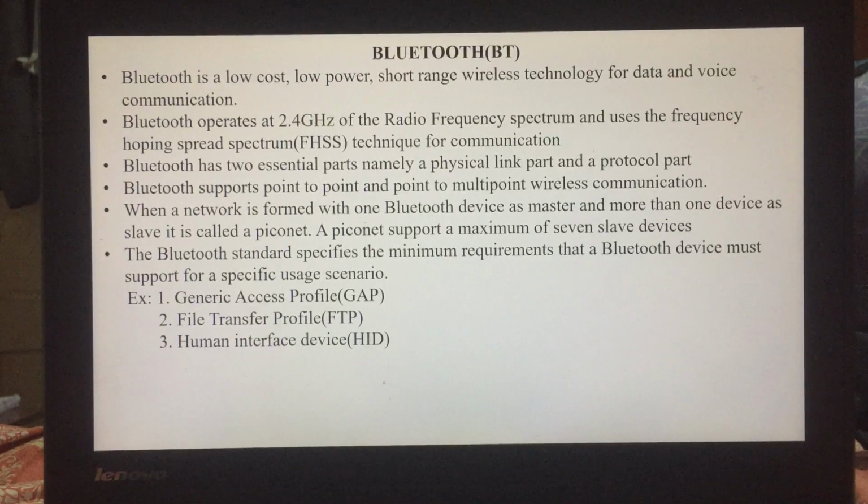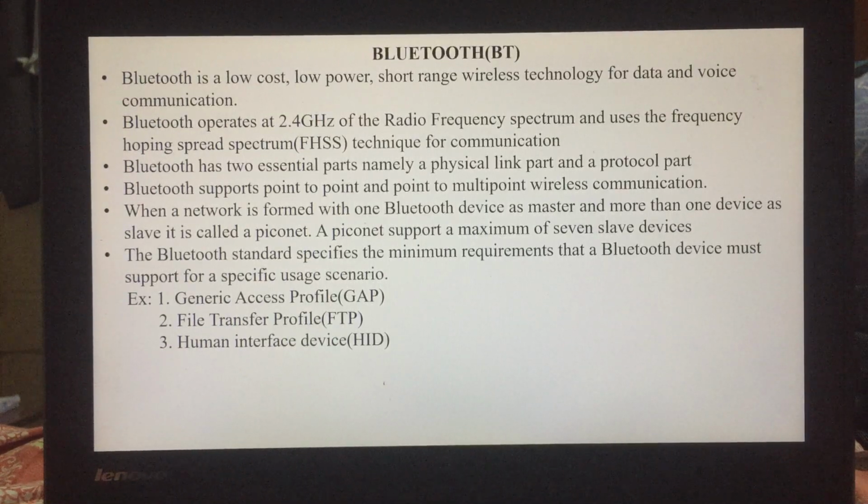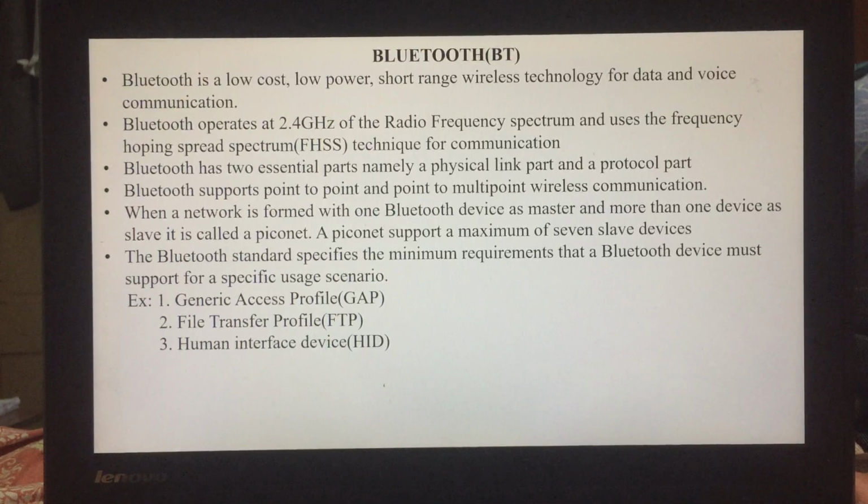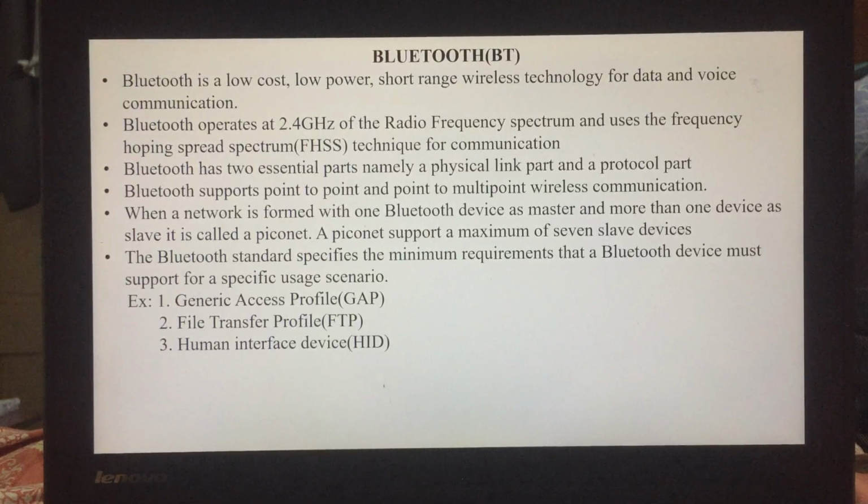Like IrDA, Bluetooth also has two parts, a physical link part and a protocol part. Physical link is responsible for physical transmission of data between devices and the protocol part is responsible for defining rules of communication. Physical link is the wireless communication making use of RF waves. Bluetooth-enabled devices contain a Bluetooth wireless radio for transmission and reception of data. Rules for Bluetooth communication are implemented in the Bluetooth protocol stack. The Bluetooth communication IC holds the stack.